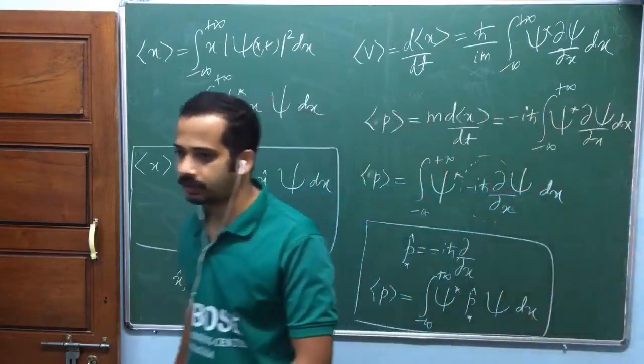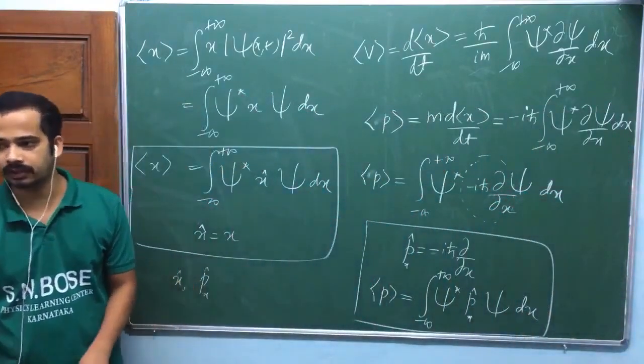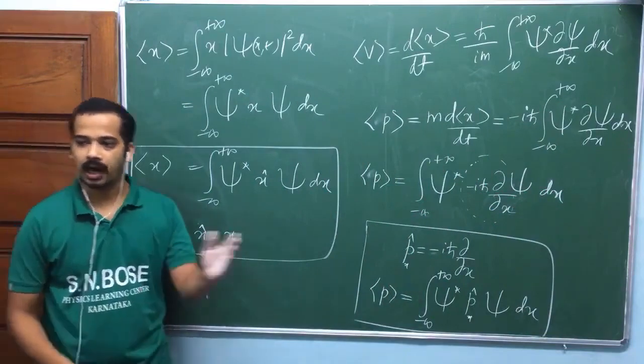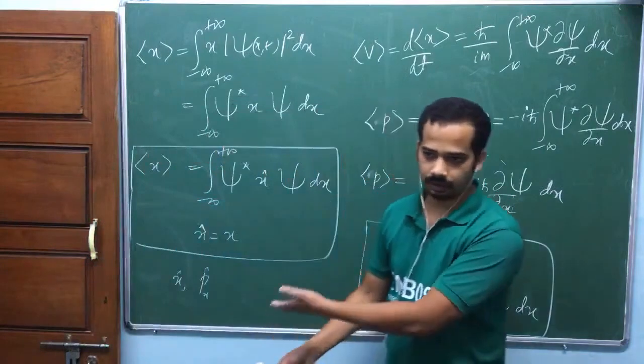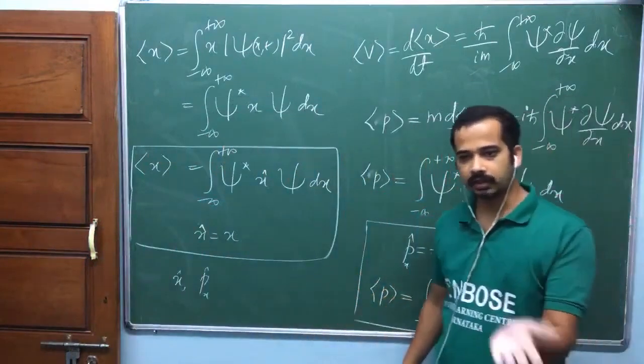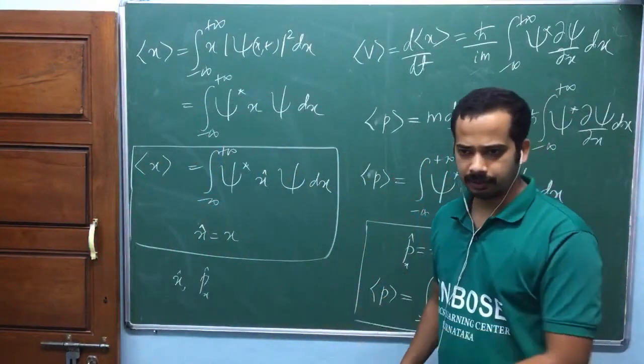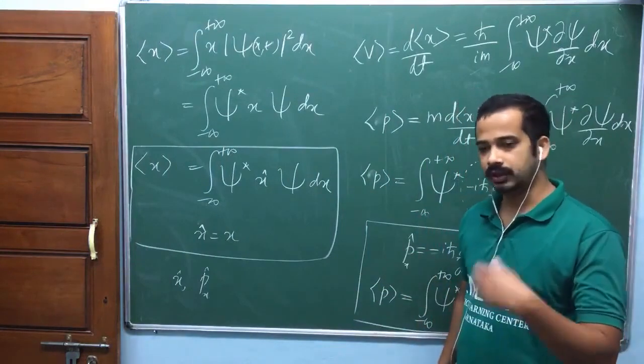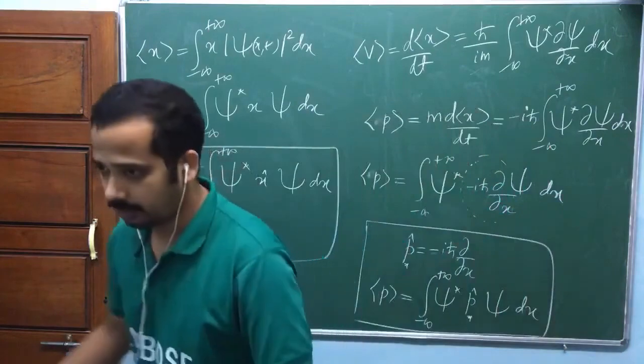Kinetic energy is p square by 2m. Potential energy is in terms of x, isn't it? Angular momentum is r cross p, in case of 3 dimensions, not 1 dimension. Again, r cross p, where r means x, y, z, and p means px, py, pz. Once you define position and momentum operator, you can generate any other operator using that.